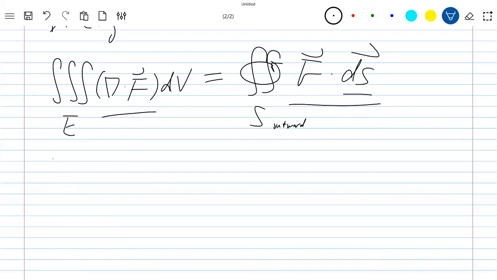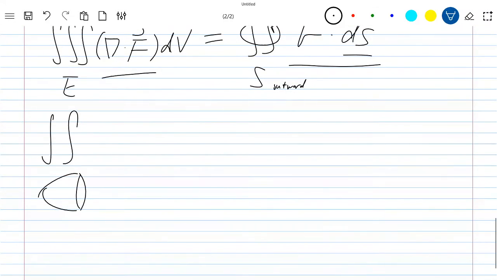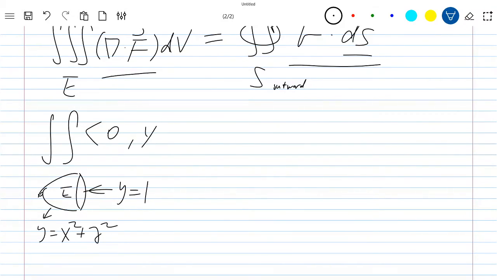One is an integration over a domain like that. This is E, and it is bounded by y equals x squared plus z squared, and y equals 1, right? This is the origin. So that's the region, and we found that this equals 0. Remember, first I thought it's pi plus pi, then I figured out it's pi minus pi. It's 0.